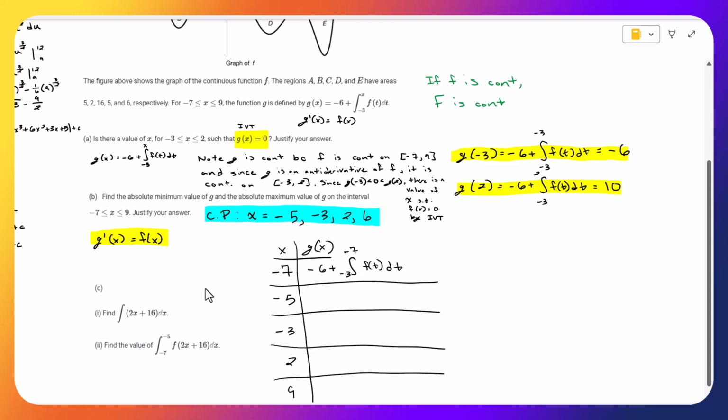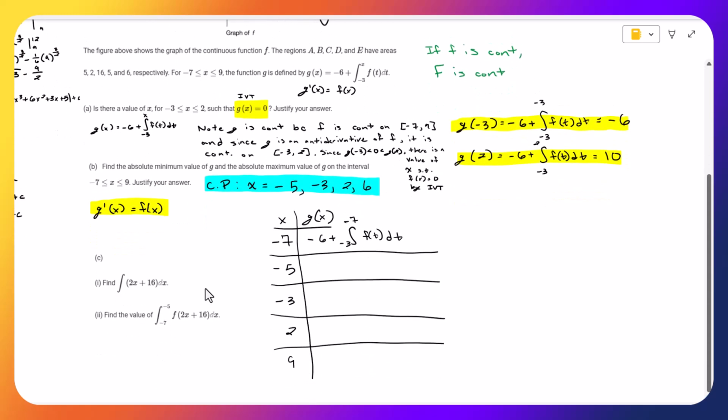Okay. And then g of -5 is -6 plus the integral from -3 to -5 of f of t dt. Then -6 plus the integral from -3 to -3 of f of t dt. Then -6 plus the integral from -3 to 2 of f of t dt. And -6 plus the integral from -3 to 9 of f of t dt.